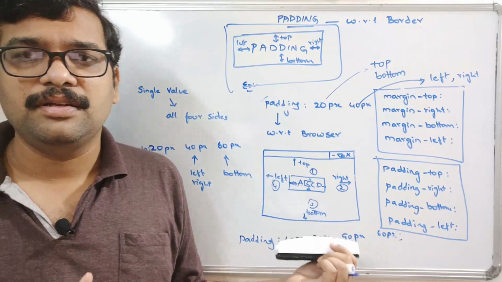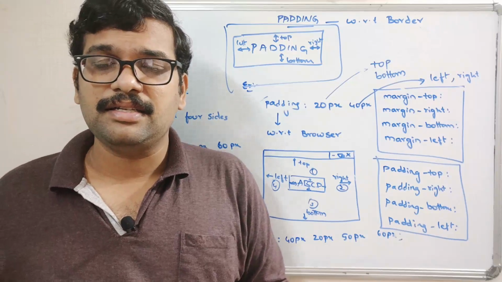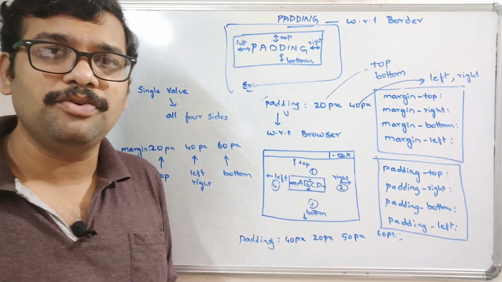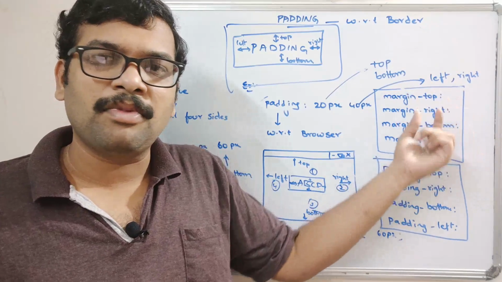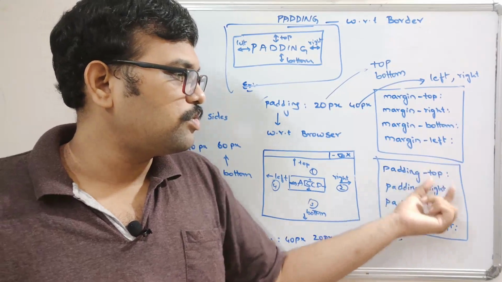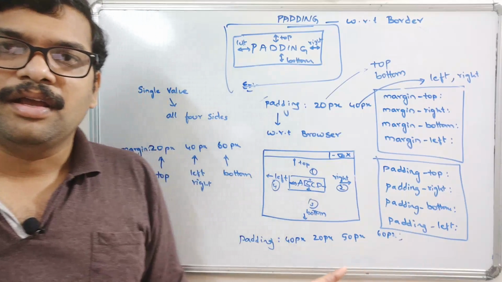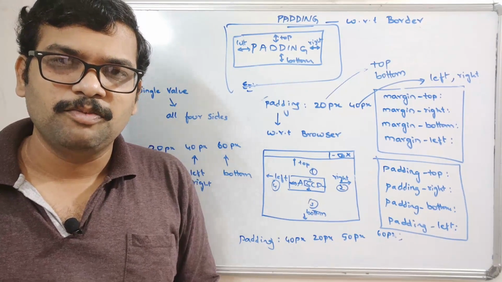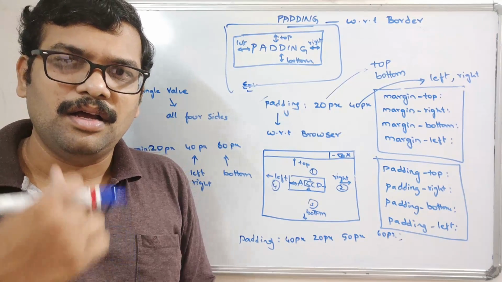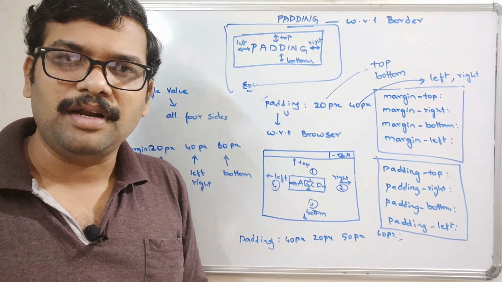So for this implementation, we'll go with internal CSS and write some HTML code and execute each and everything. Applying the margin top, bottom, right, left. Similarly, padding also top, right, bottom, left. So we'll see by executing simple HTML code. Let us move on to the computer, and I will show you the demonstration.